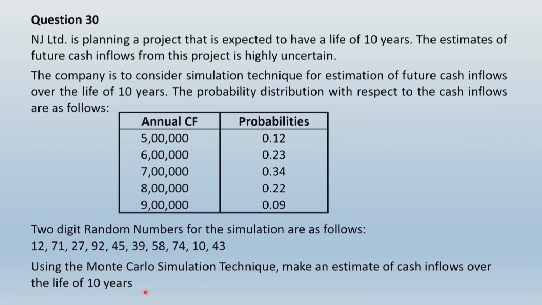So there is only one variable along with probability distribution given, and that is annual cash flow. So this annual cash inflow could be 5 lakh, 6 lakh, 7 lakh, 8 lakh or 9 lakh with these respective probabilities. You can add up all the probabilities and check that the aggregate must be 1. So first thing that you will do is you will identify the random number range by taking cumulative probabilities out of this.